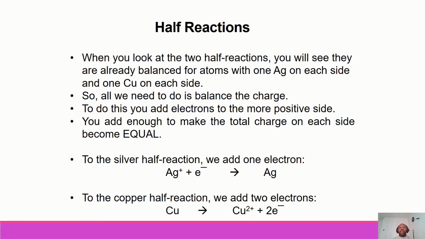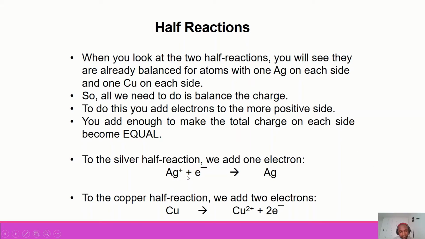So when you look at the two halves, you see that they are already balanced for atoms, with one silver on each side and one copper on each side. So all we need to do now is to balance the charge. To do that, add electrons to the more positive side, so you add enough to make the total charge on each side equal. So you must make sure that they are equal.